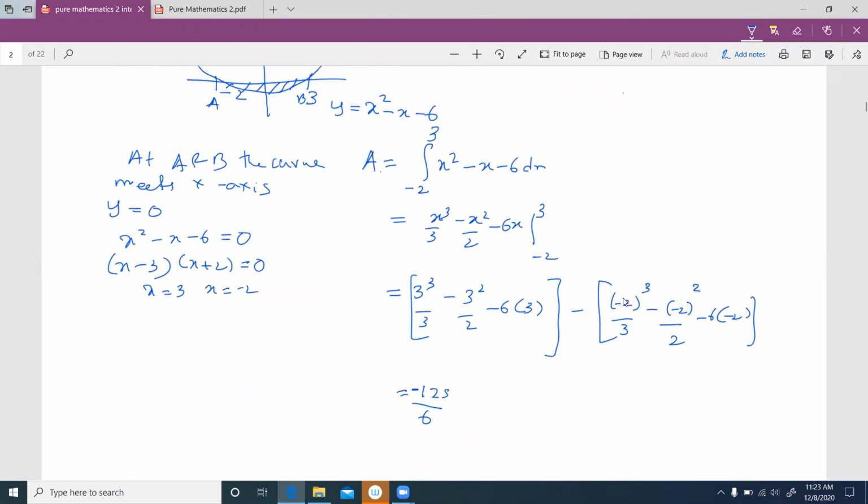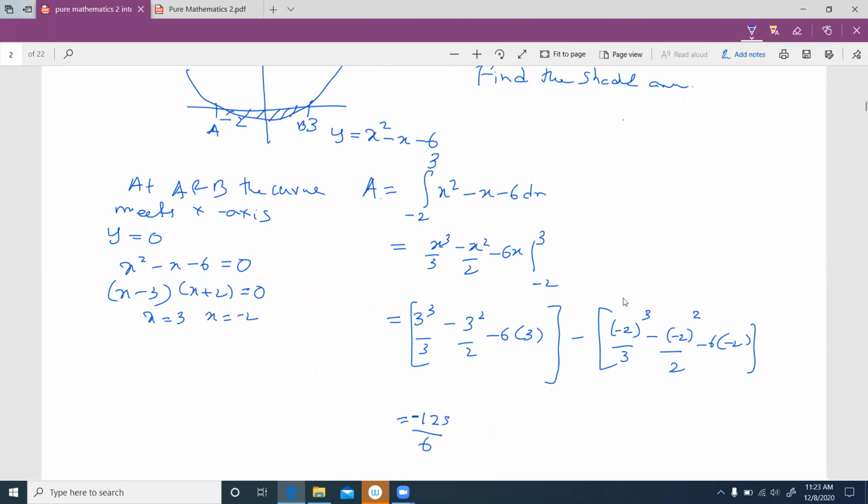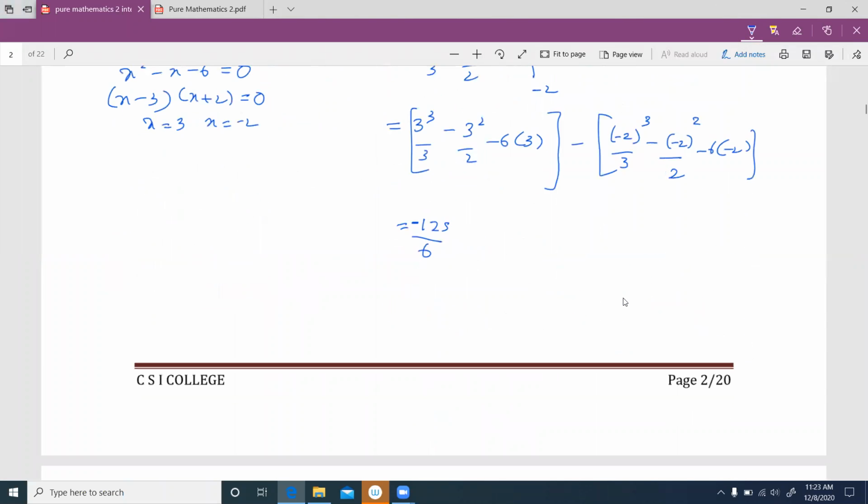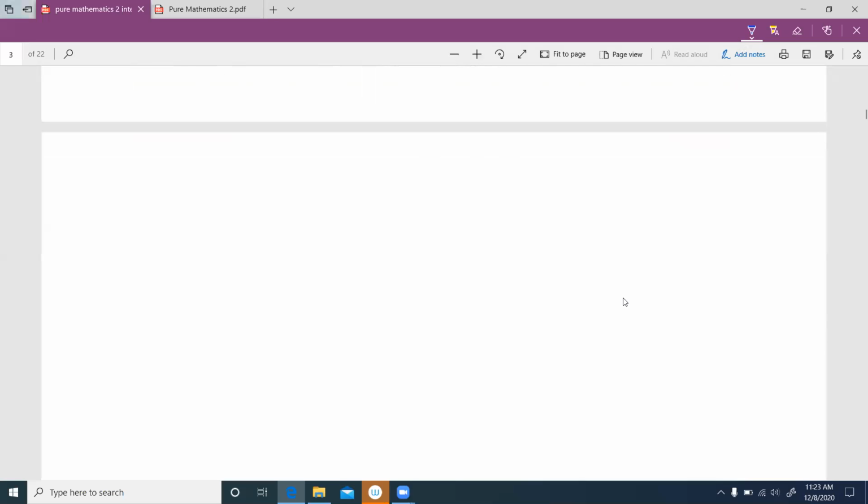So that is why you get a negative answer here, because it's below the x-axis. The graph goes underneath the x-axis, right? Let's go to another example.